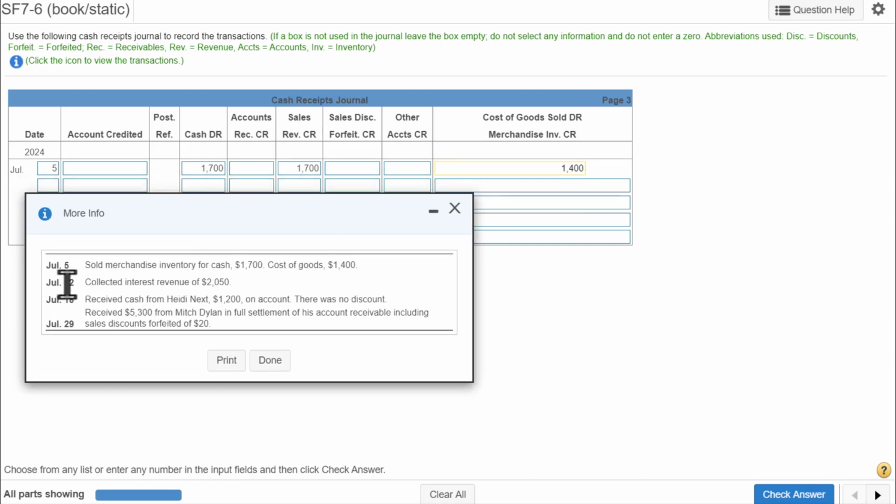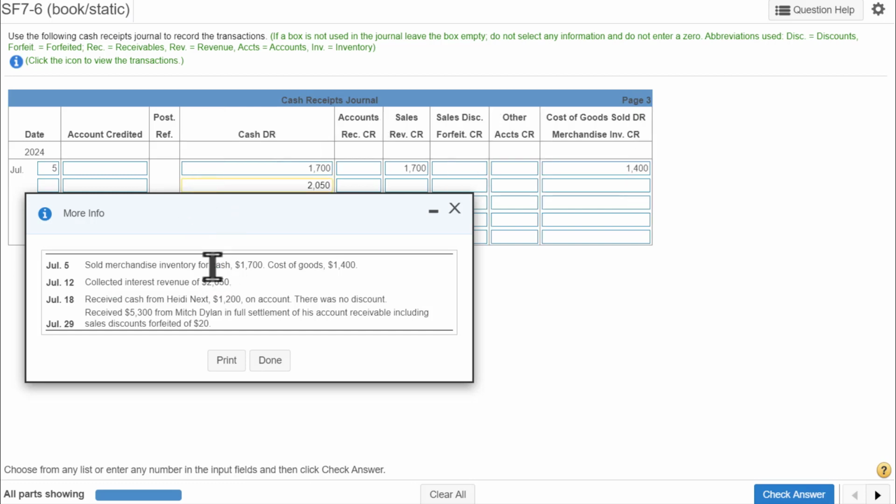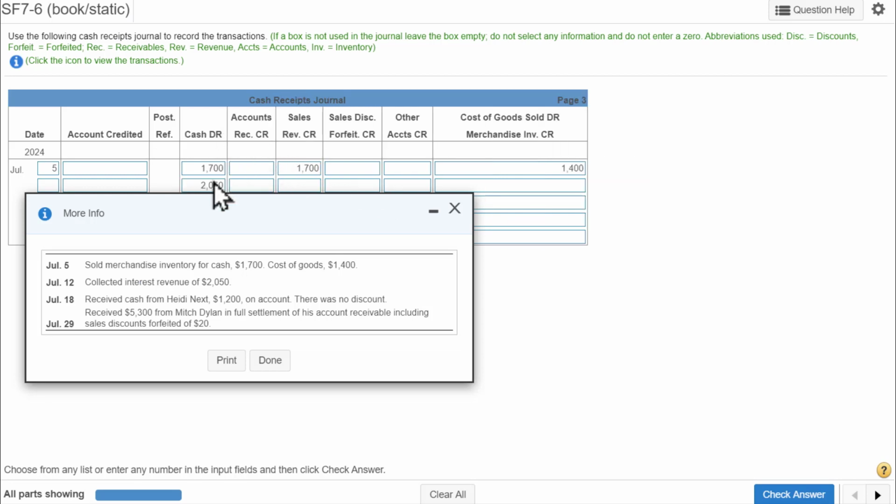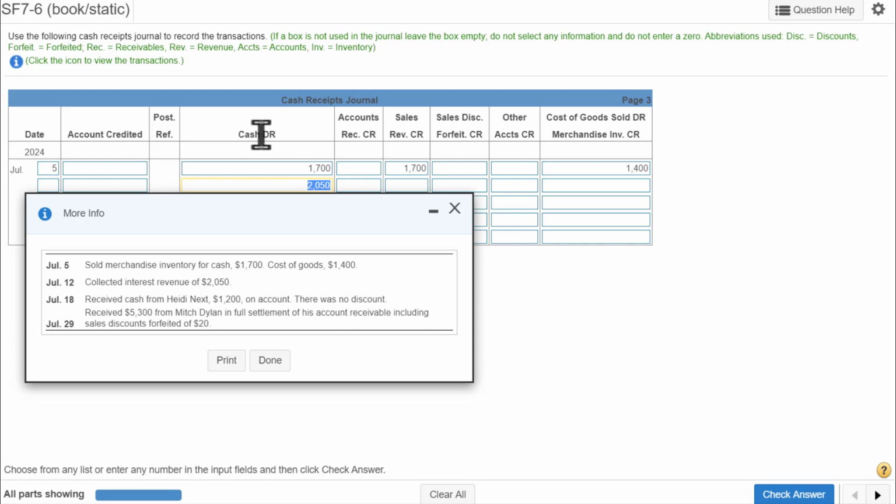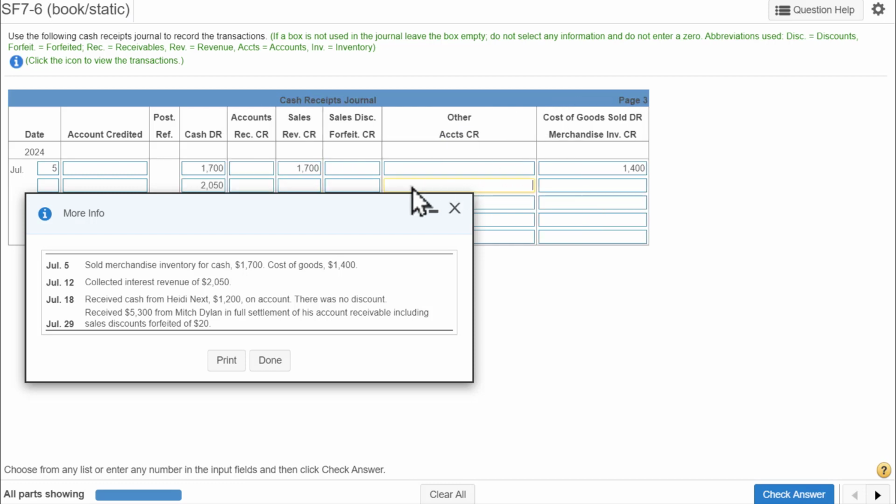Next transaction, July 12th, we collected interest revenue of $2,050. So cash is going up by $2,050. So we need to record interest revenue. Do we have a column for interest revenue? No, there is no column for interest revenue. Notice cash is being debited, so we need a credit account. So let's go to this other accounts credited. Let's place the $2,050 there.